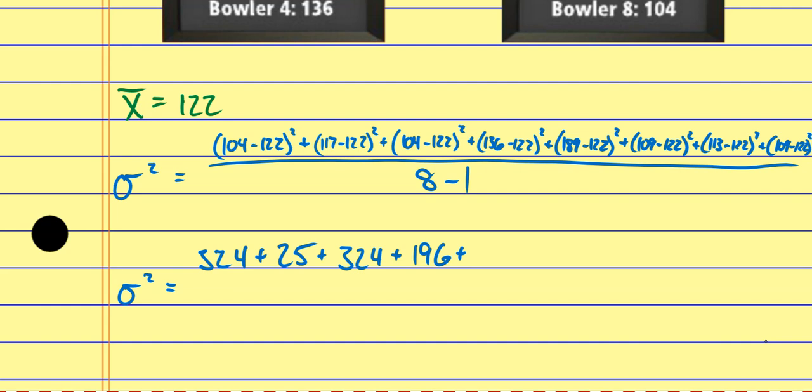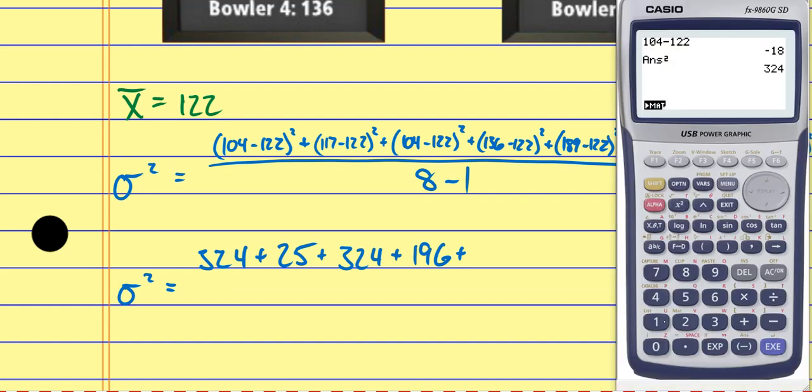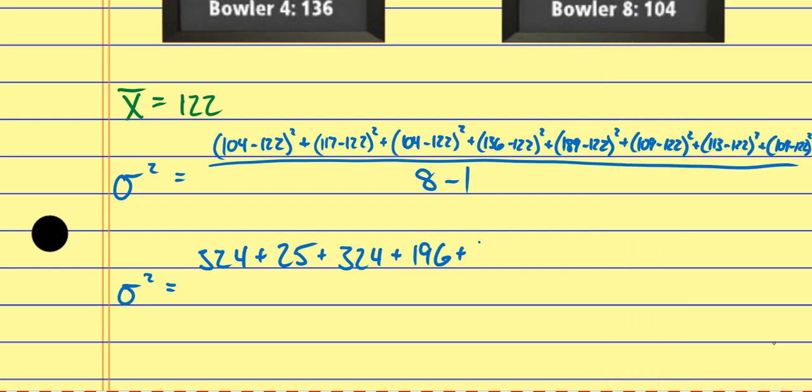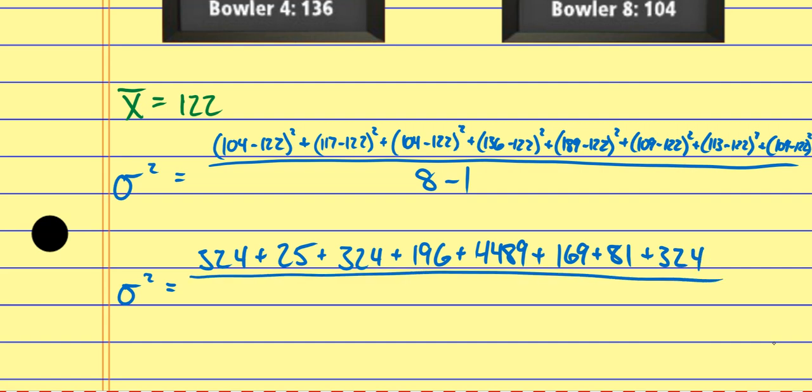The next one, maybe you want to let the calculator do this one. 189 minus the 122 is 67. And now I want to square that. That gives me 4,489. The next one, the 109. 109 minus 122 is a negative 13. Negative 13 squared is 169. 113 minus 122 is a negative 9. Negative 9 squared is a positive 81. And then another 104 is going to give me another 324. And then that's all over 8 minus 1, which is 7.